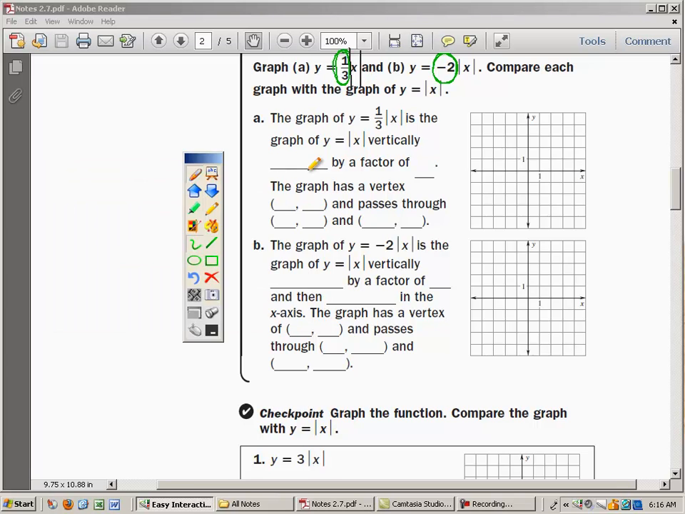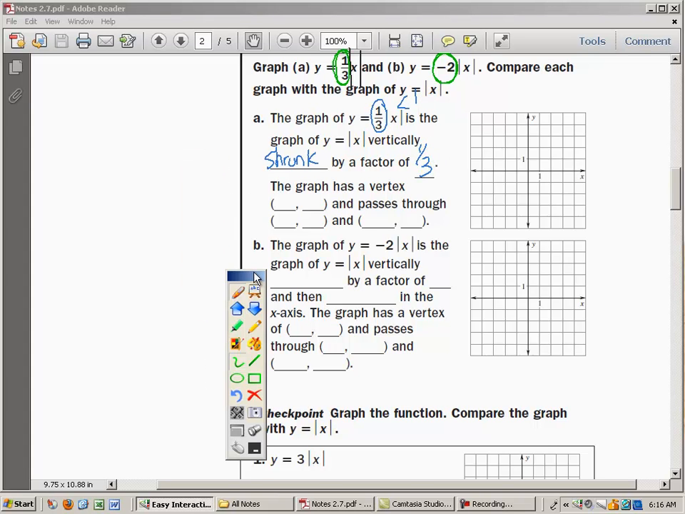So, in looking at that, we were looking at graphing y equals 1/3 times the absolute value of x, and y equals -2 times the absolute value of x, and then compare them with the parent function y equals absolute value of x. So the graph of y equals 1/3 absolute value of x is a graph of absolute value of x, but it is vertically shrunk. Because this number here is less than 1, it is a vertical shrink by a factor of 1/3.